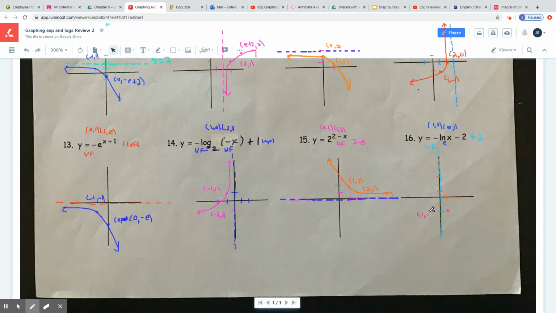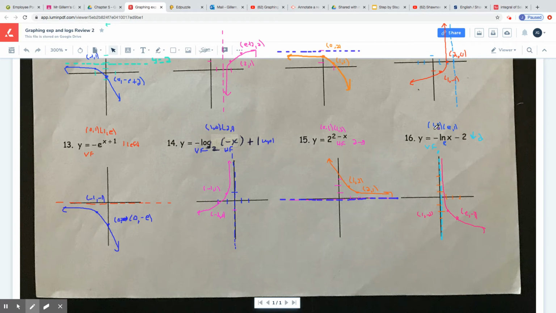1, -2. e, 1. e is roughly 2.718, roughly there. Vertical flip puts me at e, -1. Then down 2 from there is at e, -3. And the graph then looks something like that. And this point is e, -3.